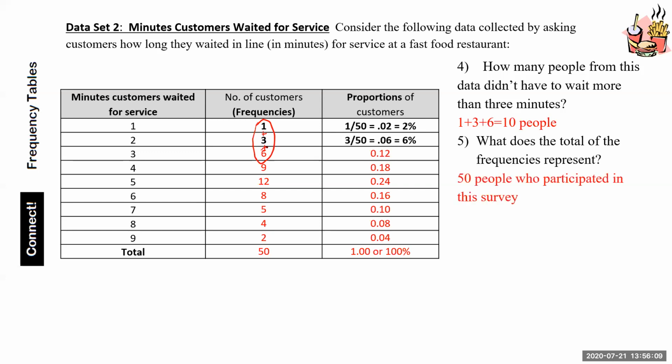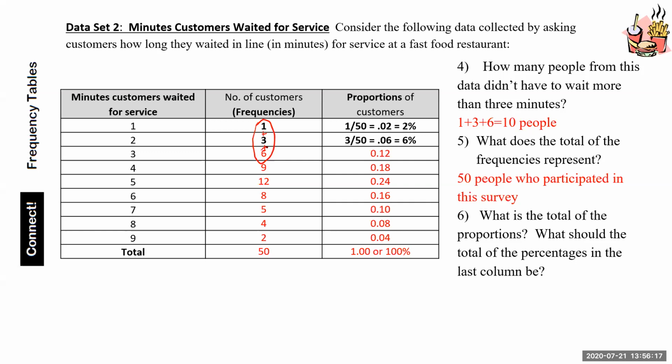The total of the frequencies represents the number of people who participated in the survey, right? And what is the total of the proportions? If you put all the proportions together, what should that be? That should be the last column, all right? And that gives you 100%. So if you put all these proportions together, the total is right here. And that is 100%. Is that okay? Sounds good.